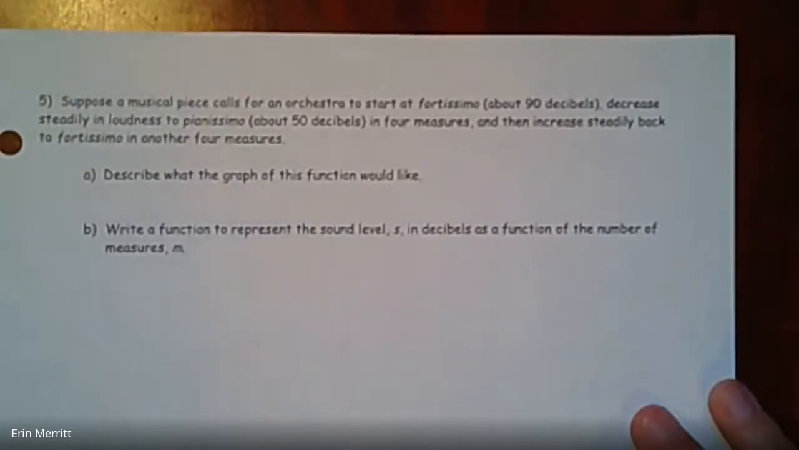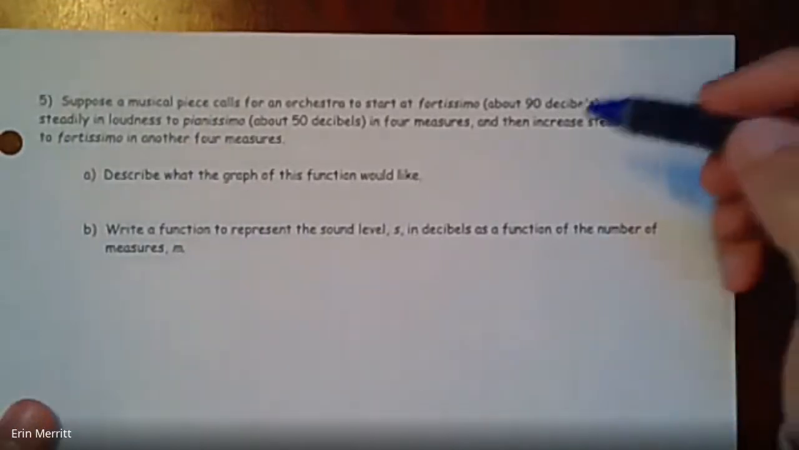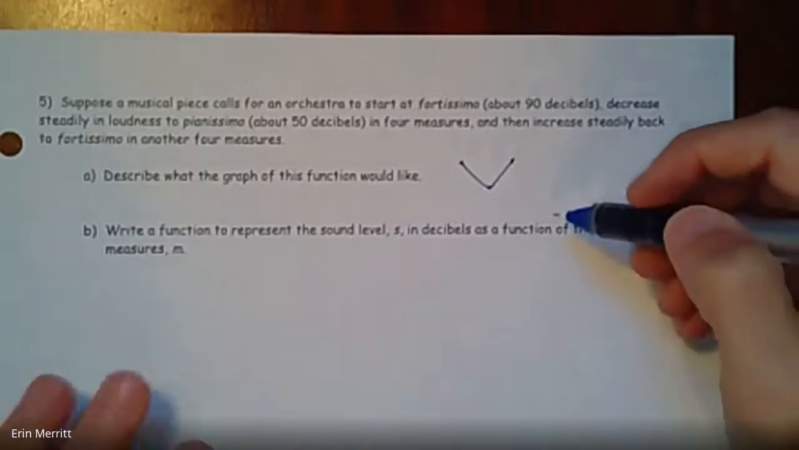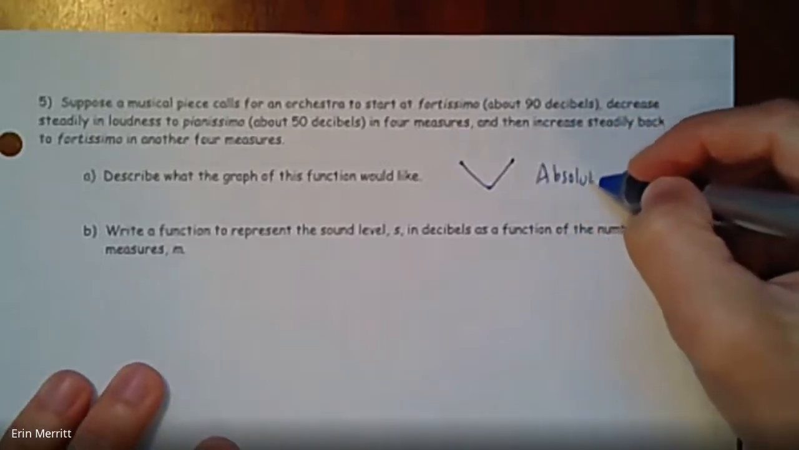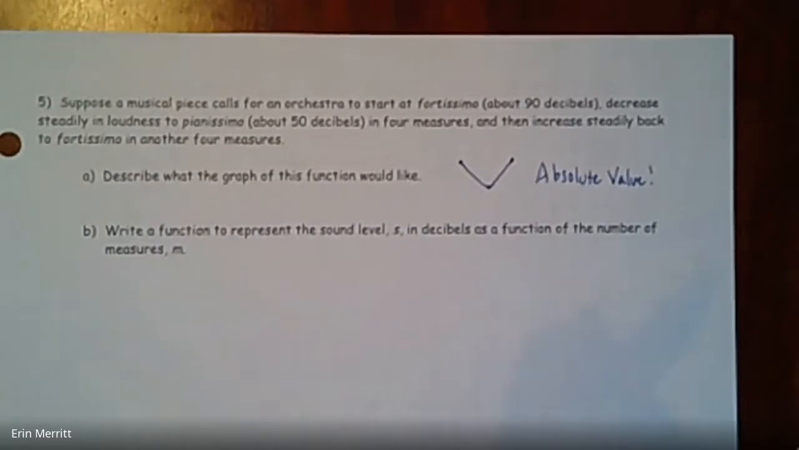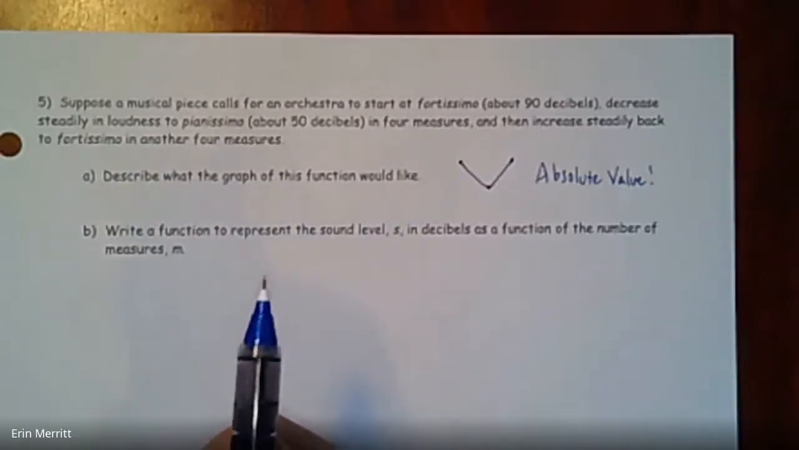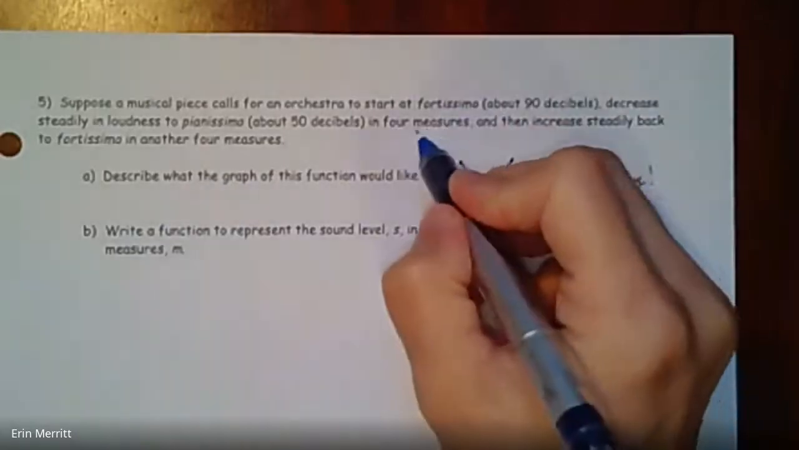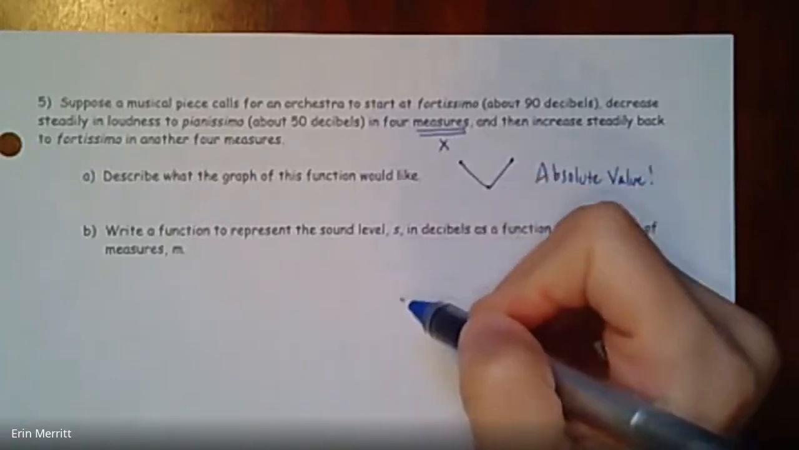So it says, describe what the graph of this function would look like. Right? Well, if it's starting at a certain volume, it decreases, and then it comes back up. You can kind of see that this is going to look like an absolute value. All right, so that's kind of cool. We're going to stick with what we know. So let's actually sketch it a little bit more accurately, though, so that we can write the function. The two things that we're talking about here: the loudness of the sound, and the number of measures that it takes.